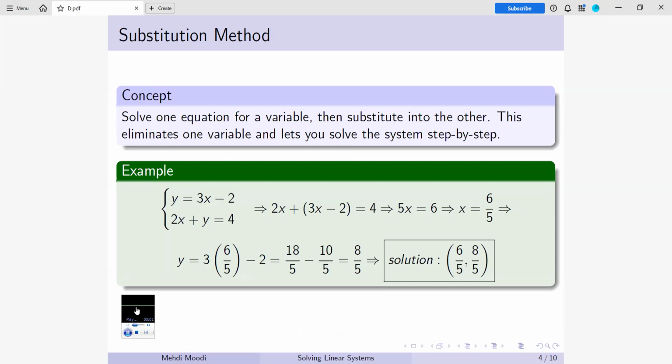Substitution is a powerful technique for solving a system when one of the equations is already solved for a variable, or can be easily manipulated to do so. You start by isolating a variable in one equation, then substitute that expression into the other equation. This removes one variable and allows you to solve a single variable equation. After that, you back-substitute to find the other value. It's an efficient method, especially when the substitution is clean and fraction-free.